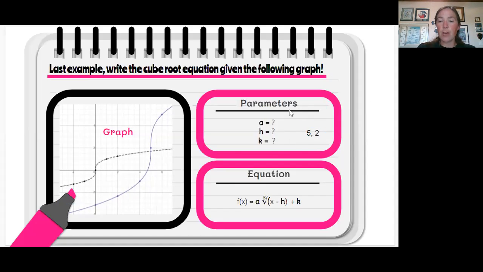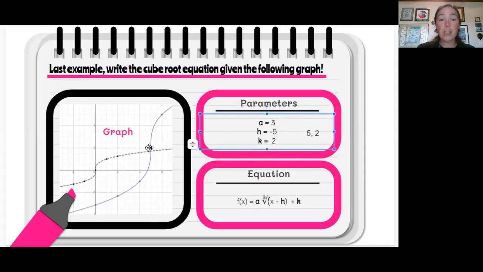Okay. So now that is the opposite of H. So if that's 5, then this is -5, and then K, so that would be 2. Now I need to find my A value. Well, remember, all I have to do is see what happens when I go over 1. So if I go over 1 and I go up 1, 2, 3, and then I ran into that point. So that means my A value would be 3.